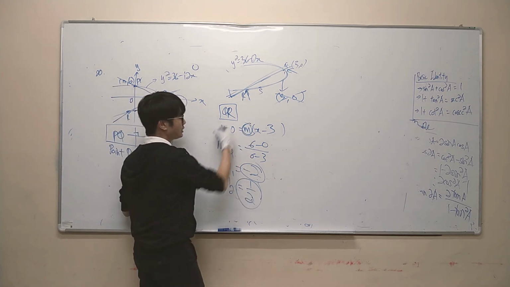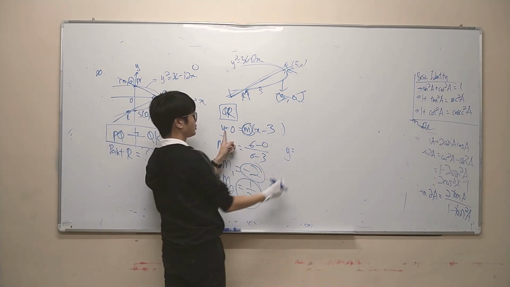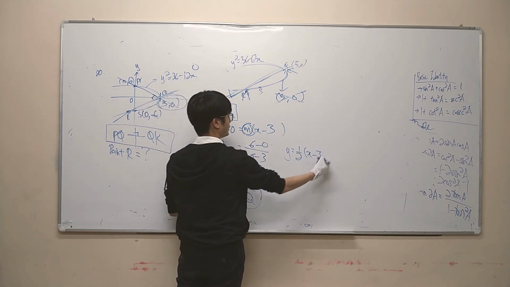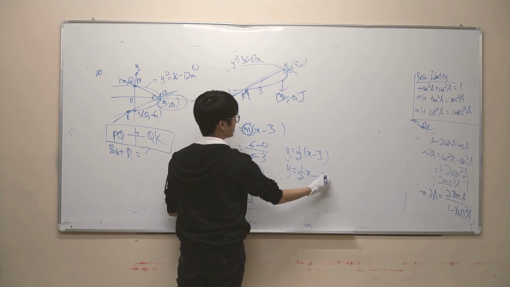And then the 1 over 2 you put in here. So what? y minus 0 equals gradient. Don't make a mistake putting in 1 over 2, and then x minus 3. So the answer is y equals 1 over 2x minus 6. Wait a moment.